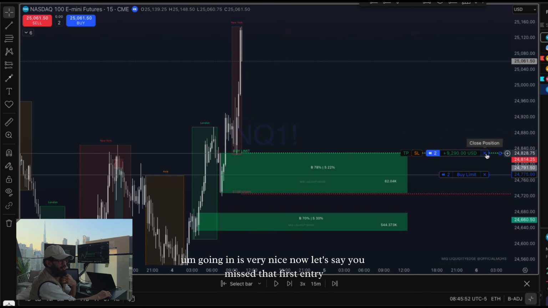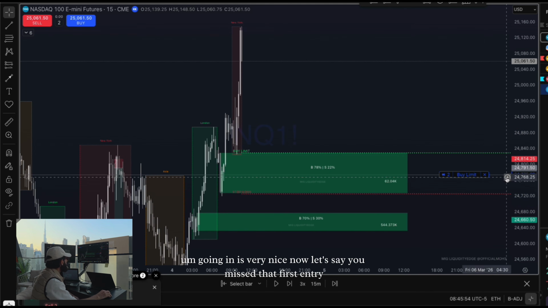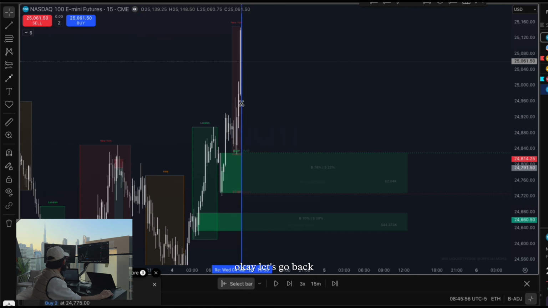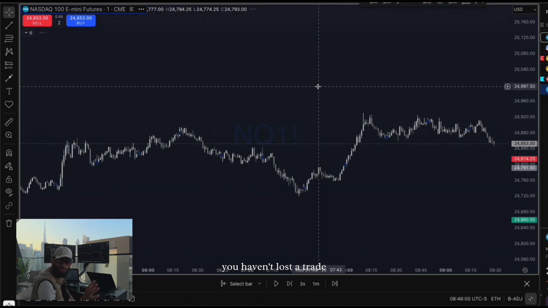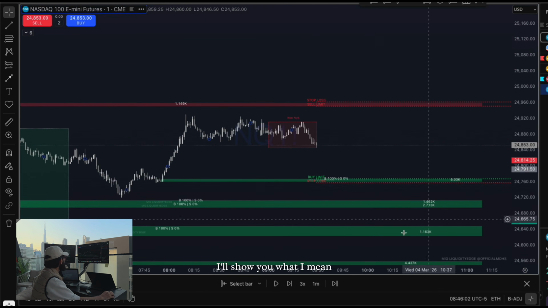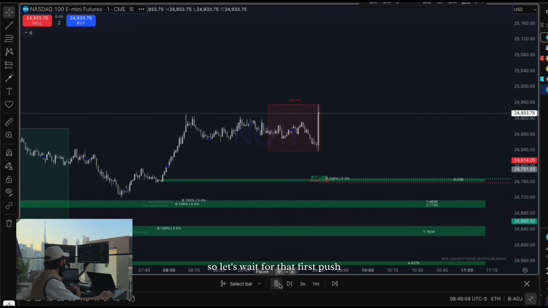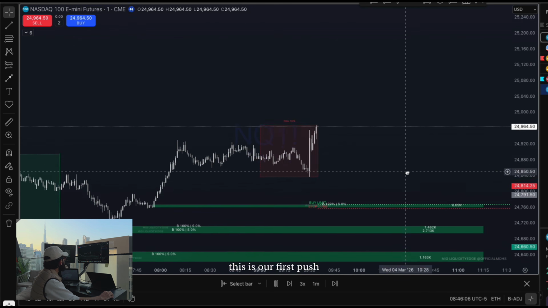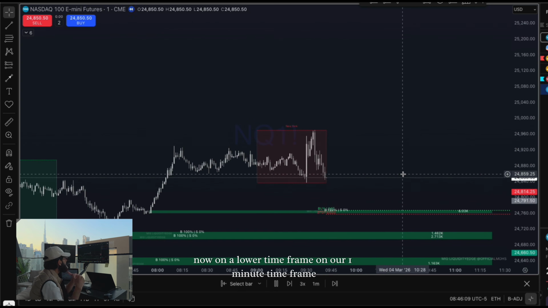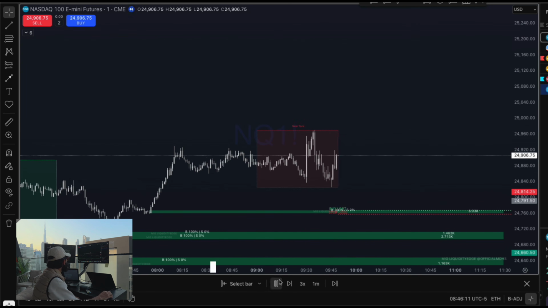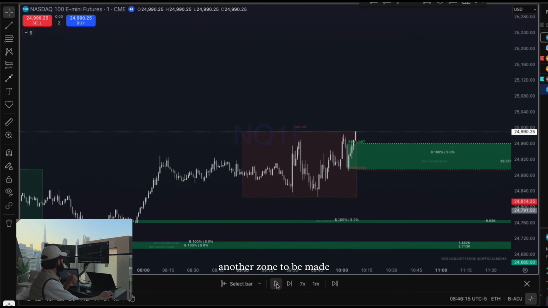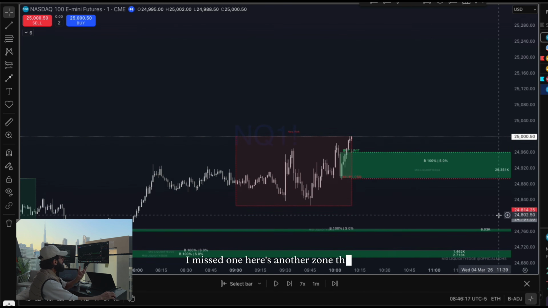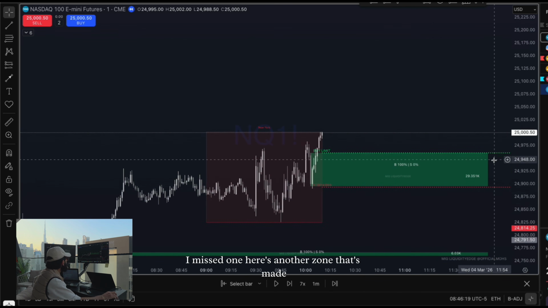Now, let's say you missed that first entry. You haven't lost the trade. I'll show you what I mean. Let's wait for that first push. This was our first push. Now on a lower time frame, on our 1 minute time frame, what we're looking for is another zone to be made. I missed one. Here's another zone that's made.